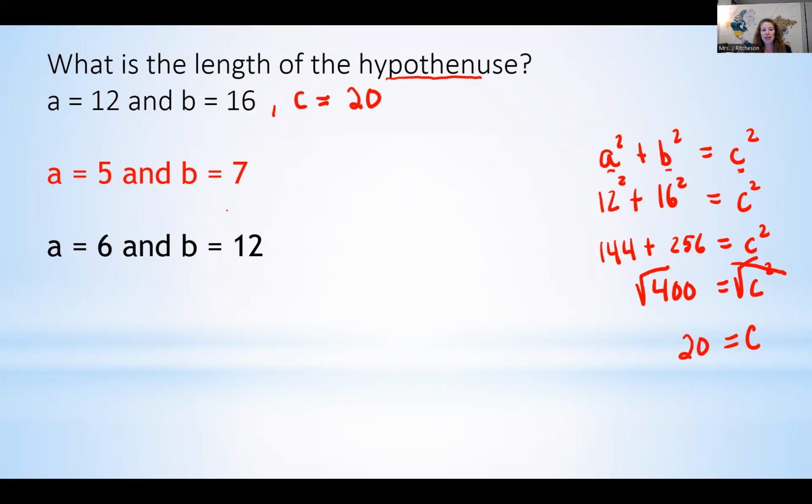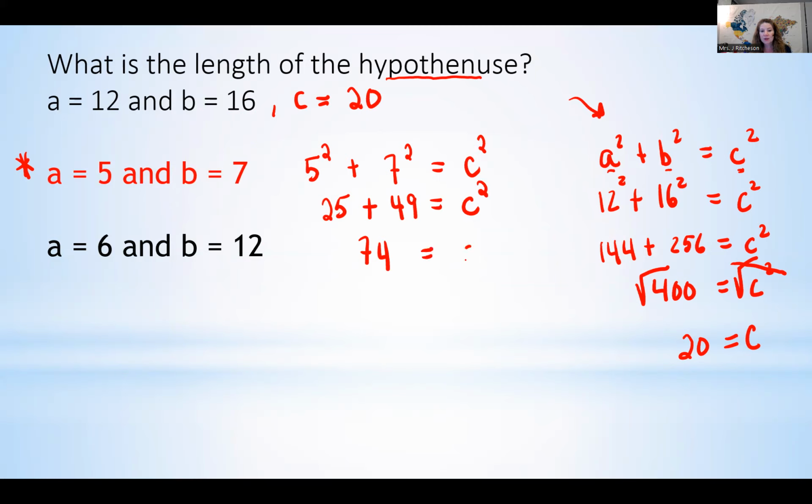All right, so let's try the second one here. So we're going to have A and B. We're going to square both of those because that's what the theorem tells us to do: square A, square B, and set that equal to c squared. So 5 squared is 25. 7 squared is 49, and that equals c squared. So 25 plus 49 is 74. 74 is equal to c squared.